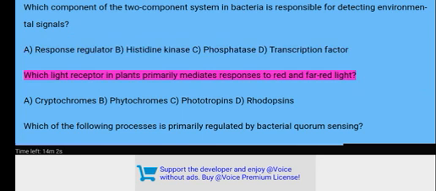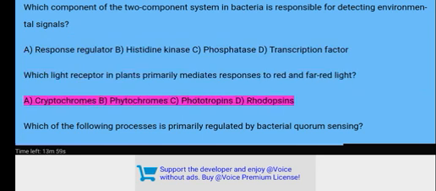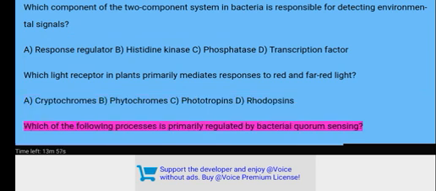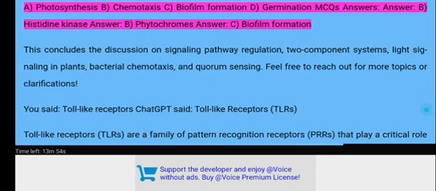Which light receptor in plants primarily mediates responses to red and far-red light? A. Cryptochromes. B. Phytochromes. C. Phototropins. D. Rhodopsins. Which of the following processes is primarily regulated by bacterial quorum sensing? A. Photosynthesis. B. Chemotaxis. C. Biofilm formation. D. Germination.